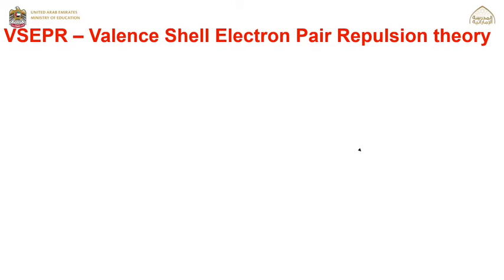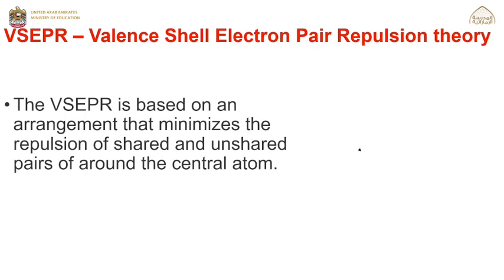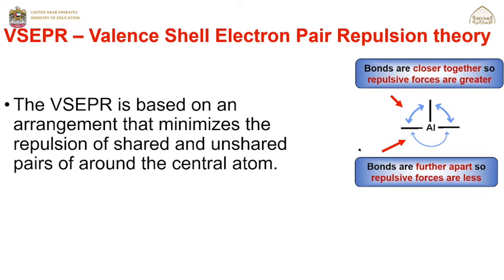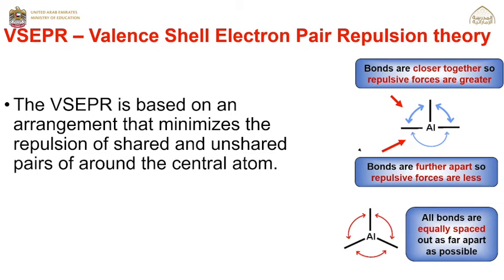VSEPR. V stands for valence, S for shell, E for electron, P for pair, and R for repulsion theory. The VSEPR is based on an arrangement that minimizes the repulsion of shared and unshared pairs around the central atoms. When bonds are closer together, the repulsive forces are greater, and when bonds are further apart, the repulsive forces are less. So all bonds are equally spaced out as far apart as possible.